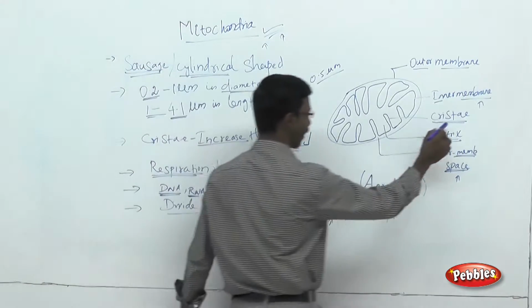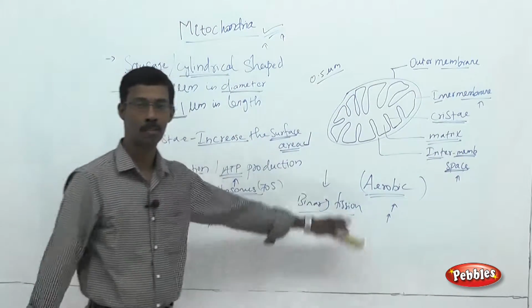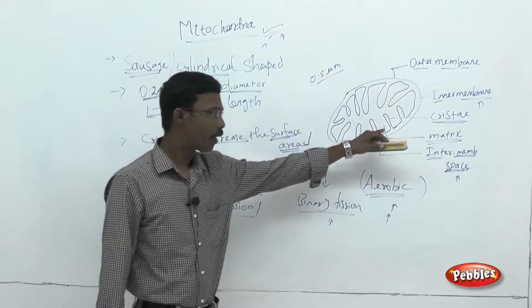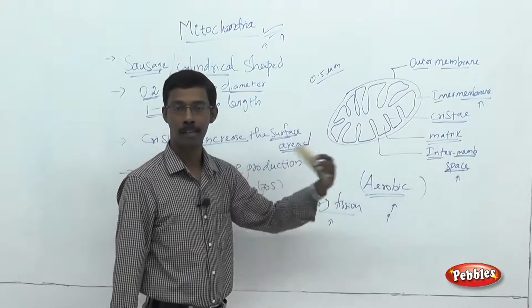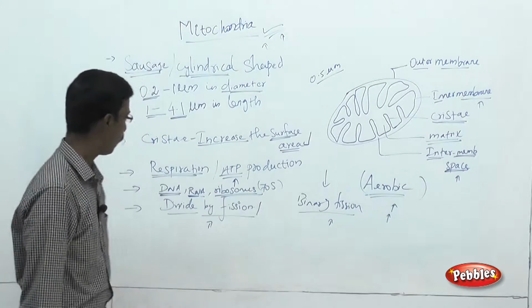There are structures called cristae. They are nothing but the invaginations of the inner membrane. They increase the surface area so that they increase the production of ATP molecules.